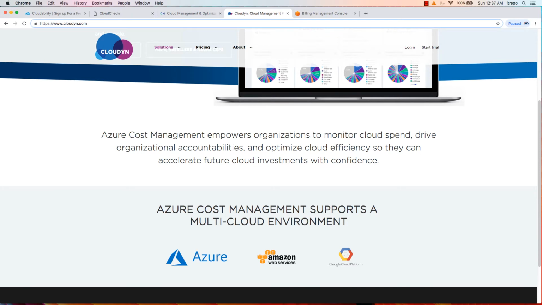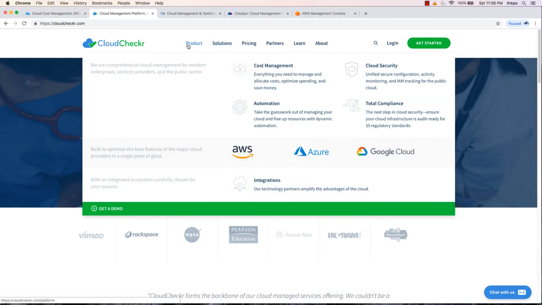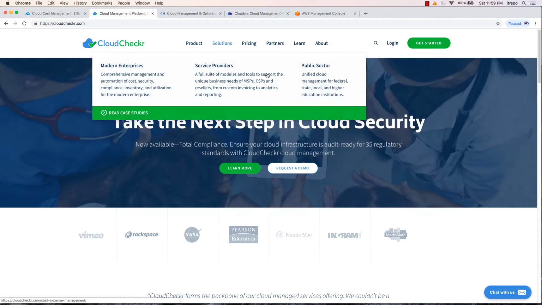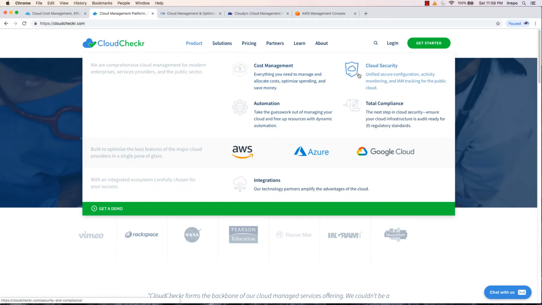So for the purpose of this demonstration today, I'm going to look at some of them to see how they are working, and I will show you some reports and some recommendations and some ideas that these solutions can give us. If you go to the products, you can see, for example, in CloudCheckr we have cost management, cloud security, automation, and compliance, and it is supporting AWS, Azure, and Google Cloud, same as the other ones. Also, there are some integrations here. The most important part is cost management. It shows us some details about how we can allocate our cost, how we can optimize it, and how we can save money.